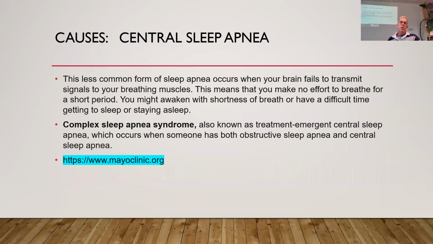And with the less common form, for some reason, the brain fails to transmit the signals to those muscles necessary to breathe, basically. Essentially, this means that the effort to breathe is either cut short or it's not there at all. And you might awaken with a lot of shortness of breath. And typically, that's the same way with the obstructive type. And you have a difficult time getting to sleep at all in some cases, or staying asleep. In other words, you fall asleep and abruptly you wake up, and shortness of breath wakes you up.